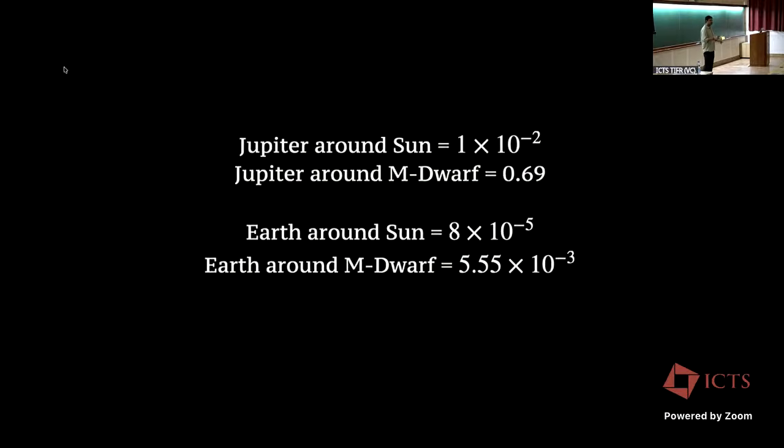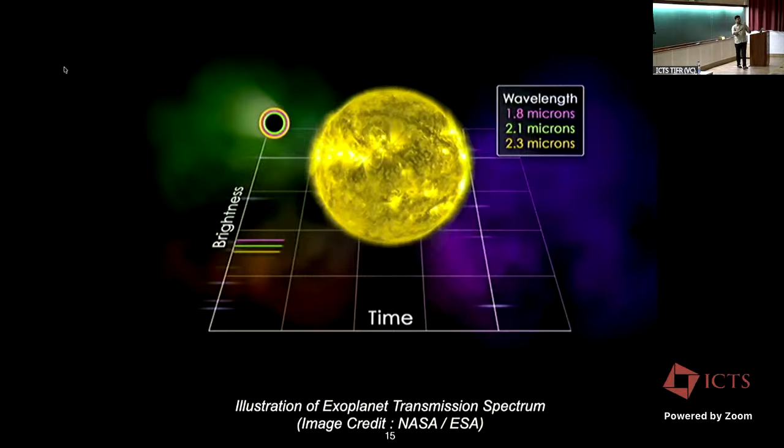That's why it's just a small exercise. It's a very simple calculation. Rp squared by R star squared will give you the transit depth. Now, since you have this understanding of the transit depth, I'll go into what transmission spectroscopy is.